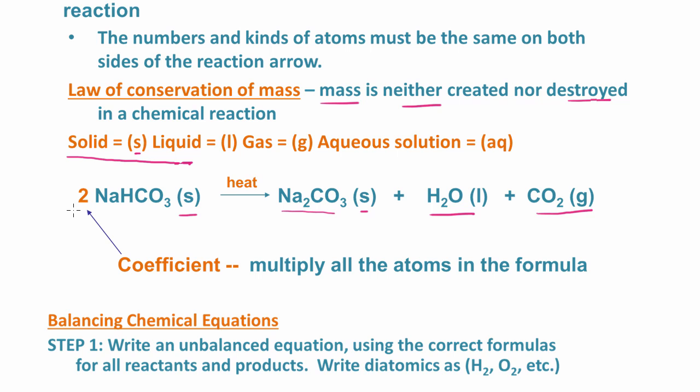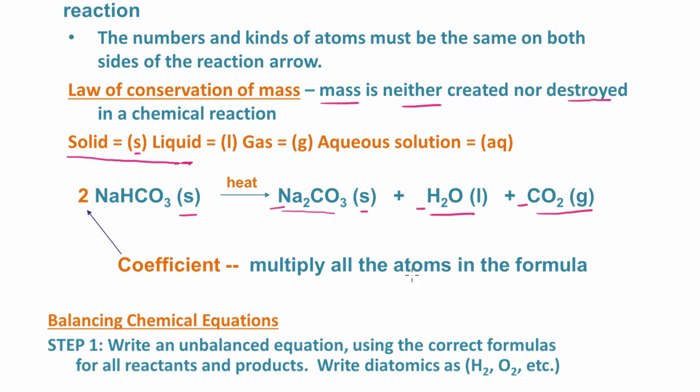Notice the number in front of the sodium bicarbonate. This is called a coefficient. In fact, all of these substances have coefficients in front of them. This is a 2, and here is a 1. We just don't write the 1. We have a 1 here and a 1 here. Again, we don't write the 1.